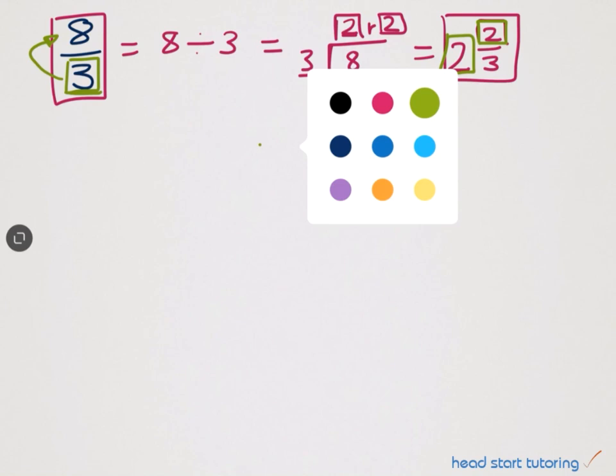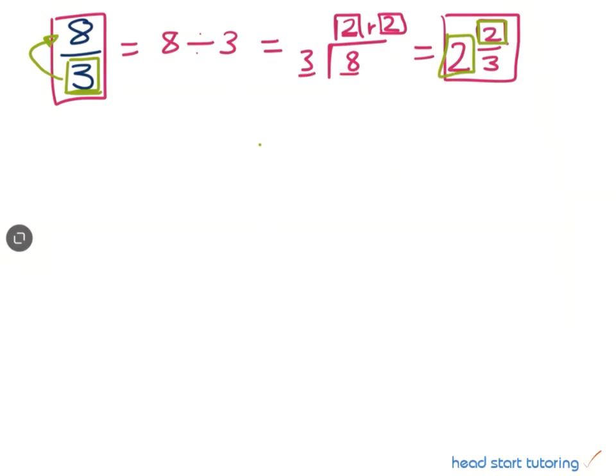Right, let's have a look at another example. 14 over 5 is equal to 5 into 14 fits twice, and 5 times 2 is equal to 10. The difference between 14 and 10 is 4, and then our denominator will always stay the same.